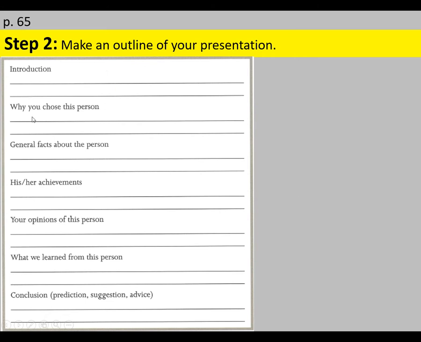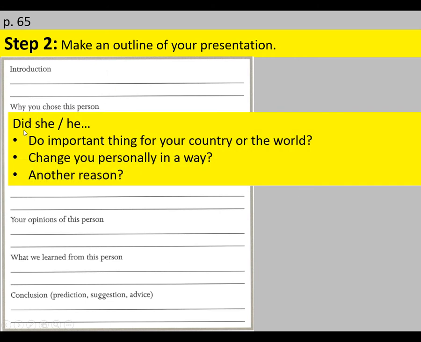The second part is why you chose this person. Did she or he do something important for your country or for the world? Did she or he change you personally in a way? Or is there another reason why you chose this person?